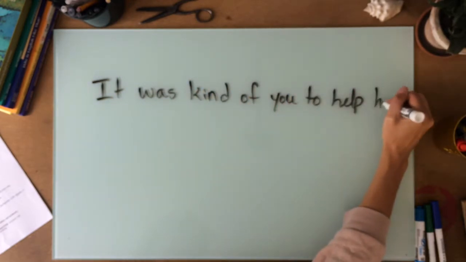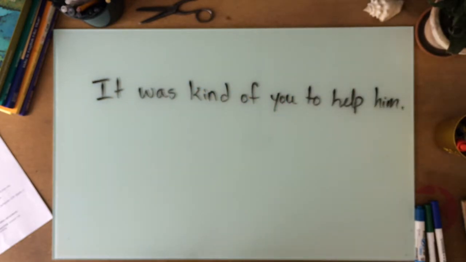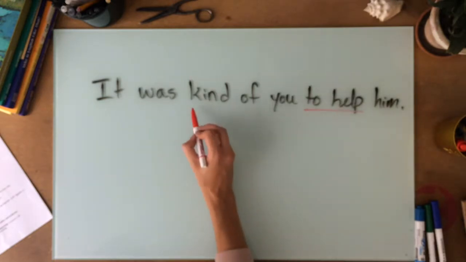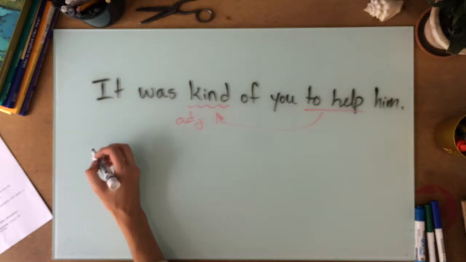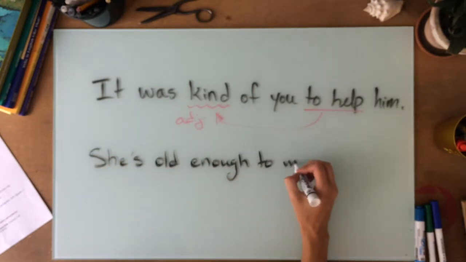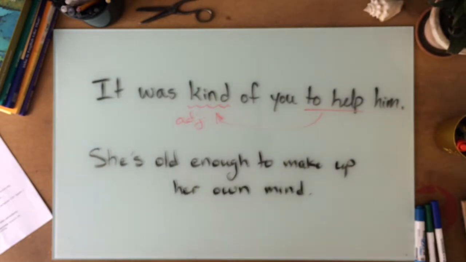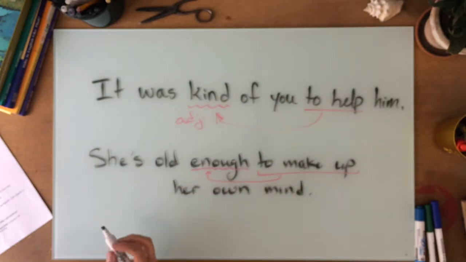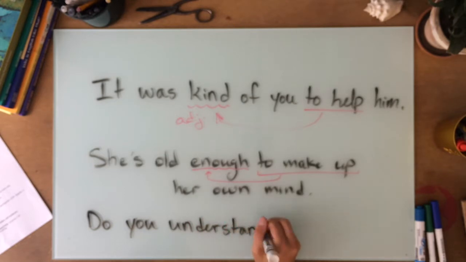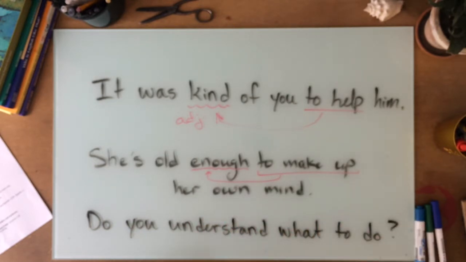It was kind of you to help him. Here we use the infinitive because it is after an adjective. She is old enough to make up her own mind. Here I use the infinitive because it is after enough. Do you understand what to do? Here we use the infinitive because it is after a question word.